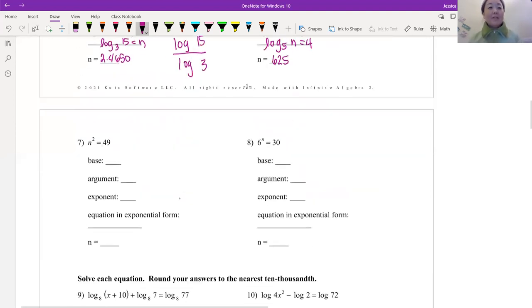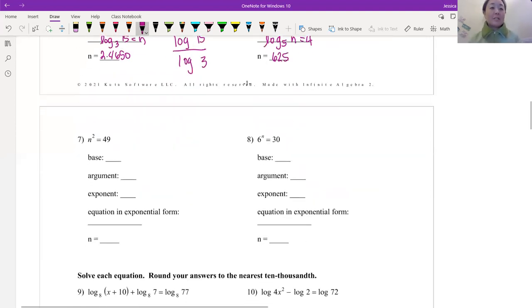Same thing. All right, and going on here, I'm going to just change this to log, because I did not do that originally. All right, so n to the 2 power is equal to 49. So the base is n. I totally wrote 2, I said 2. The argument is 49. And the exponent is equal to 2. And so this is going to be log base n of 49 is equal to 2.